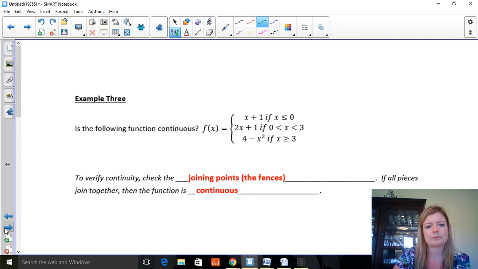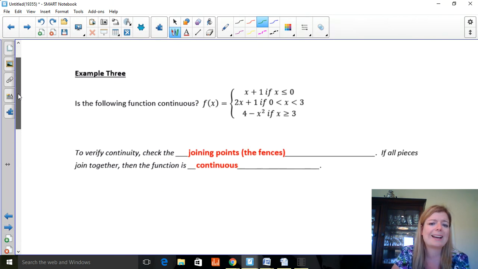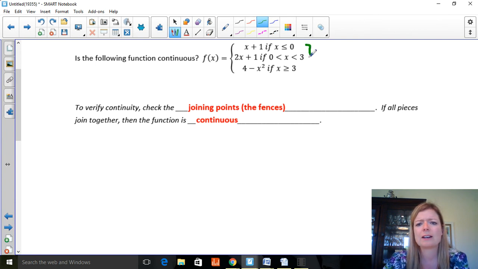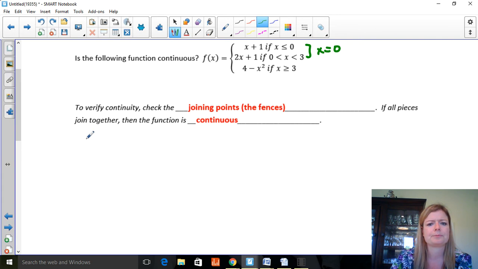So you can graph it and just look at it, or you can just check on the fences whether you get the same y value in either equation. My first fence here is at x equals 0. So I need to check these two functions at x equals 0 to see if they get the same y value. Because if they do, then I don't actually have to lift my pen off the paper.